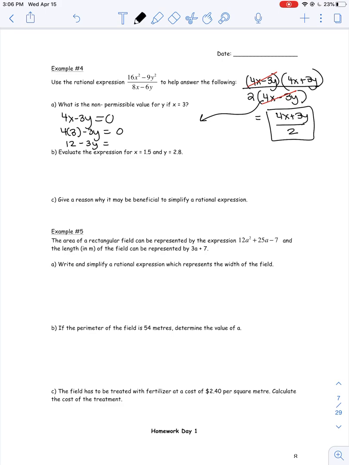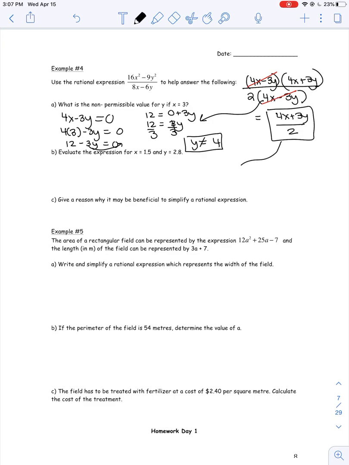That gives us 12 minus 3y equals 0. Now we want to solve for y. 12 equals, we're going to bring that negative 3y to the other side. It'll be 0 plus 3y. 0 plus 3y is just 3y. And then divide both sides by 3. y cannot equal 4. That's our non-permissible value for A.